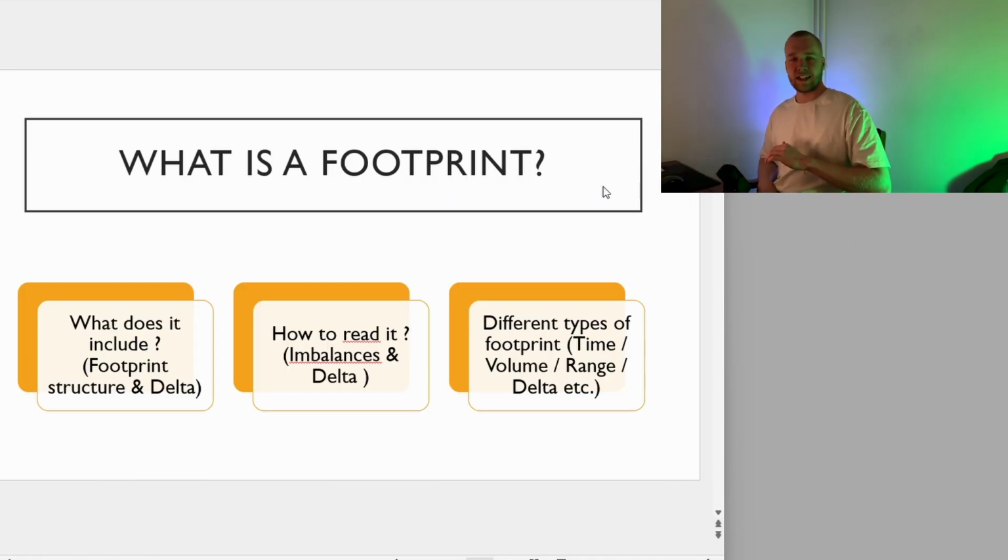Firstly, what is a footprint? We're going to go through these one by one from left to right. So what does a footprint chart include? We have the structure as well as the delta. Then we have how we actually read a footprint chart, so we have the imbalances and the delta. I'm also going to explain how the footprint works. And lastly we have the different types of footprint, which are basically the same as candlestick charts: you have time, volume, range, delta, etc.